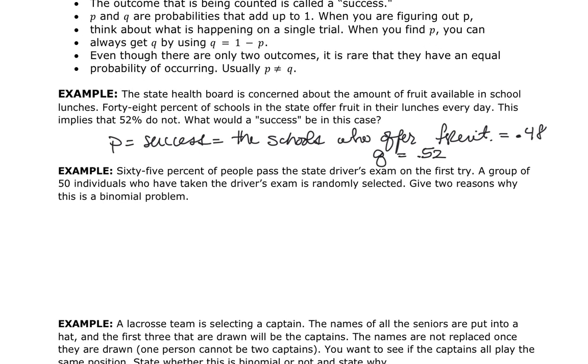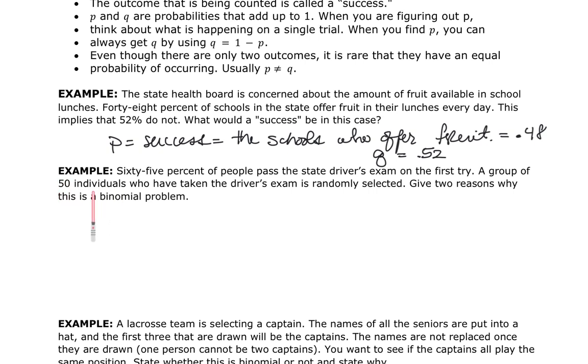65% of people pass the state driver's exam on the first try. A group of 50 individuals who have taken the driver's exam is randomly selected. Give 2 reasons why this is a binomial. Well, first of all, you have a fixed number of trials. So that's kind of important.